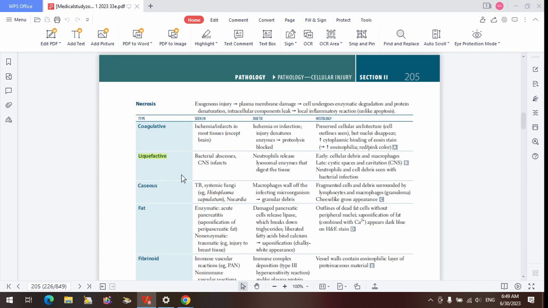And don't forget, it occurs in abscesses and in CNS infarct. It means that if somebody has a renal infarct, that's going to be coagulative necrosis. Splenic infarct, coagulative. Pulmonary infarct, coagulative. Hepatic infarct, coagulative. But brain infarct is liquefactive. Hydrolytic enzymes are abundant in the brain and can digest the brain tissue. Brain bacterial infection, fungal infection, which develop into abscesses: liquefactive necrosis.